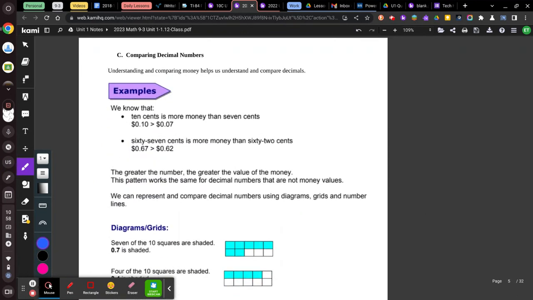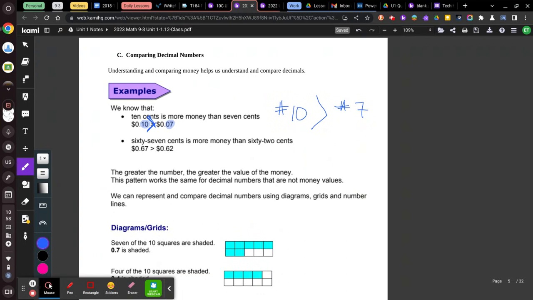When we compare decimals, we're screaming through this stuff. It doesn't take long. When we compare them, we want to see which numbers are bigger. So you're going to look at the numbers 10 versus 7. I've got the number 10 and the number 7. Those are the numbers you're looking at. Who is bigger? The 10 is bigger. So 10 cents is bigger than 7 cents.